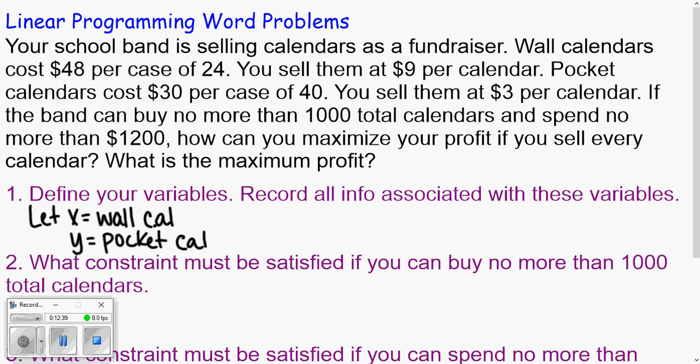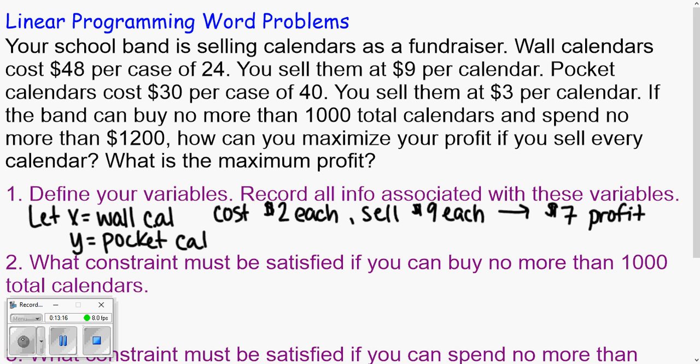Wall calendars. They cost $48 per case of 24. So I need to talk about cost for each of them. If it's $48 for 24 of them, then they're $2 each. You're dividing. Always take however much your bill is divided by however many you have. I can sell them at $9. So they cost $2, I sell them at $9. Let's take a second and consider that. How much do you make on each calendar? If each of them costs $2, but you sell at $9, you profit $7 each. Subtract. Your profit is how much you sell minus how much they cost.